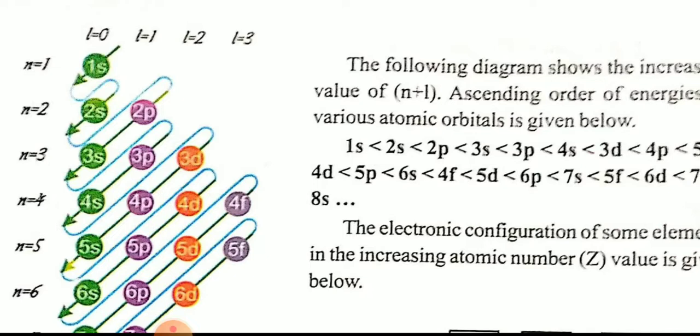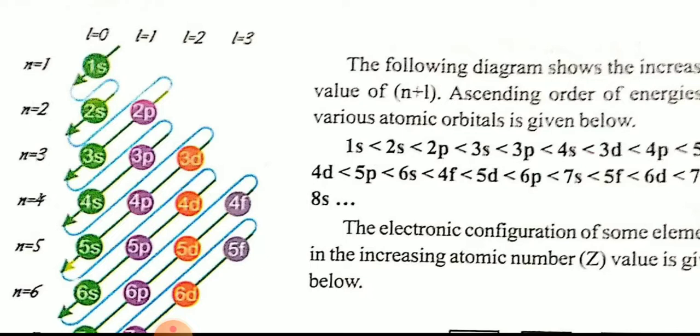After filling up 1s, the electron enters into the 2s. Next, after filling up 1s and 2s, there is a question. The n plus l value for the 2p is 2 plus 1, which is 3. For the 3s orbital also, 3 plus 0 is 3. But for the 2p, the n value is 2, and for the 3s, the n value is 3. That's why the electron first enters into the 2p. After filling up the 2p, it goes to the 3s.